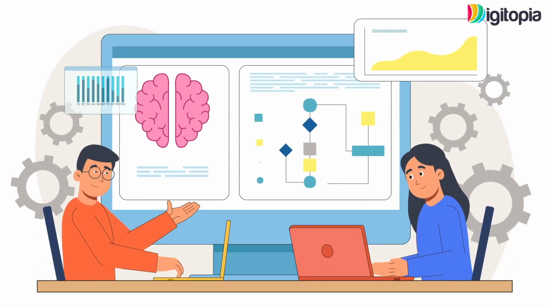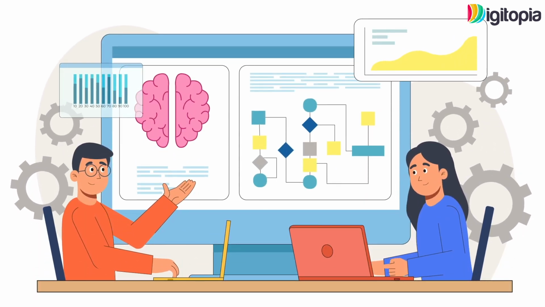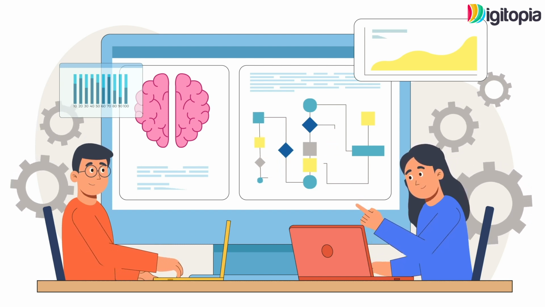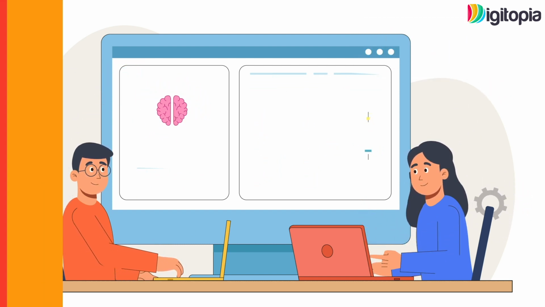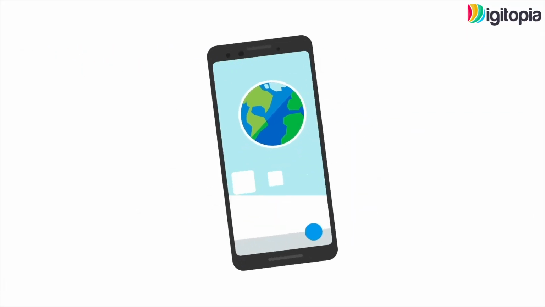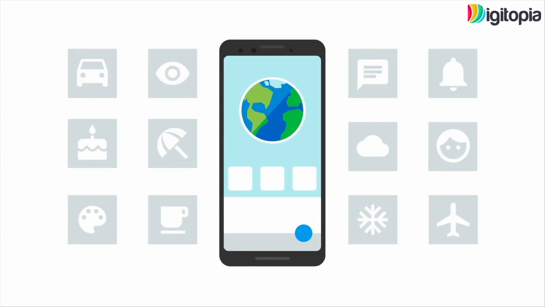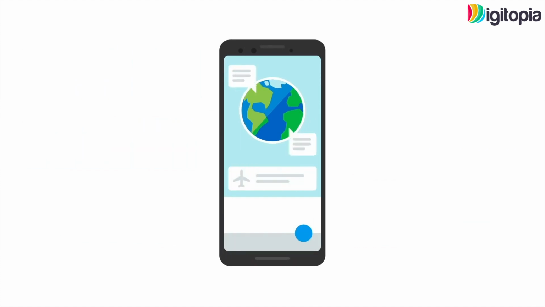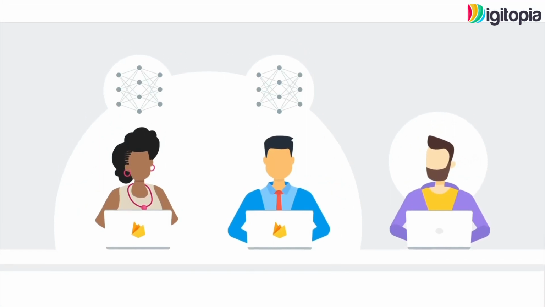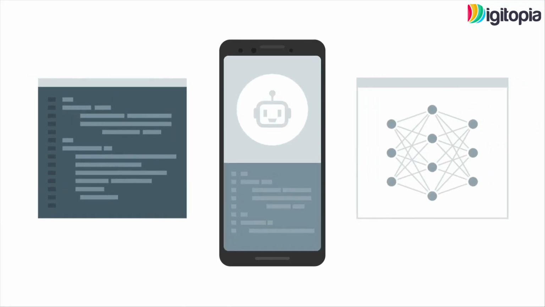MLKit is a mobile SDK that enables developers to build intelligent iOS and Android applications using Google's on-device ML expertise. MLKit offers easy-to-use and powerful vision and natural language APIs that are free of cost and powered by Google's machine learning models. Developers can launch MLKit using Firebase and choose between cloud and on-device APIs based on their requirements.